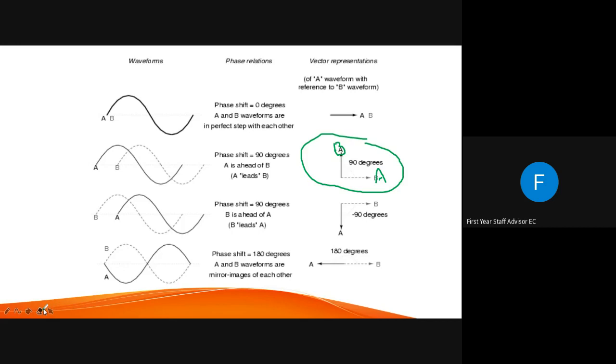And see the last diagram, it is exactly out of phase because it is just opposite to each other. 180 degree phase is there. See, B reaches peak value here. After 180 degree only, A reaches peak value. So when you are drawing the phasor diagram, B is there, that is reference, and after 180 degree, A reaches the peak value. So I should draw the phasor like this.